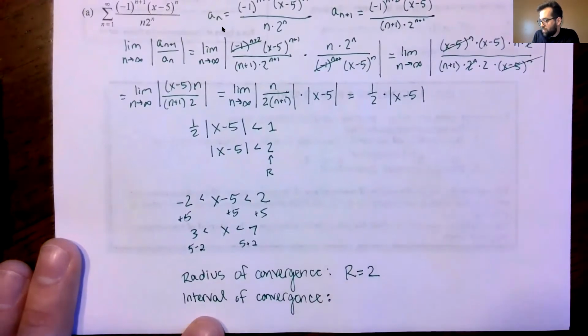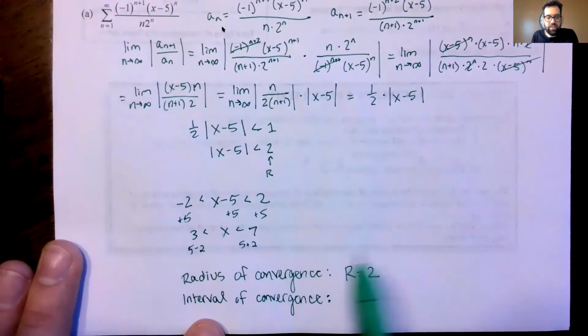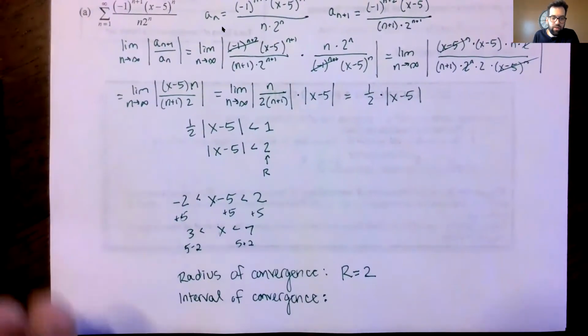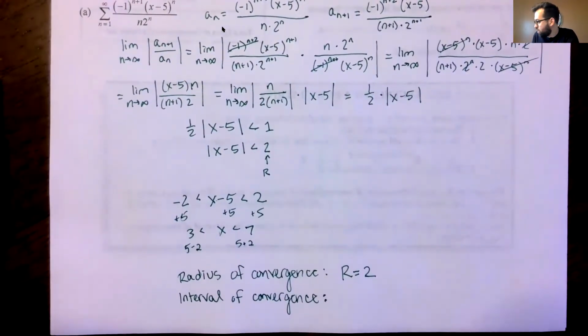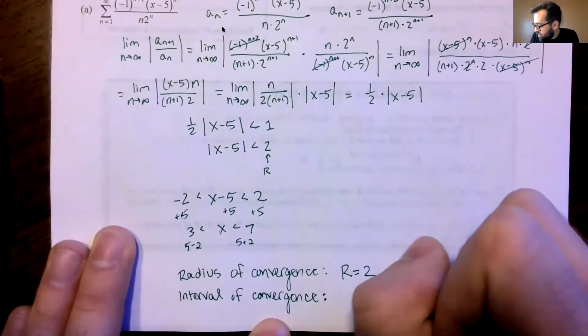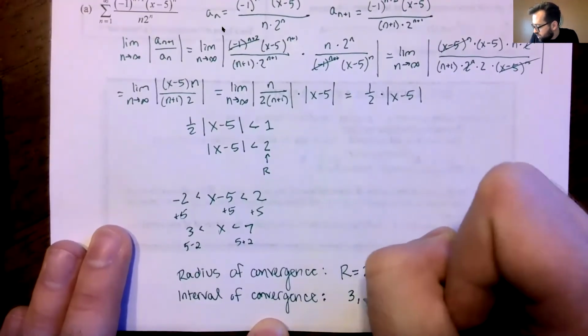That part's already done. So that means since we're centered at 5, we add 2 or subtract 2 from 5 to find the bounds of our interval of convergence. So our interval is going to go from 3 to 7. I'm going to write that in interval notation.